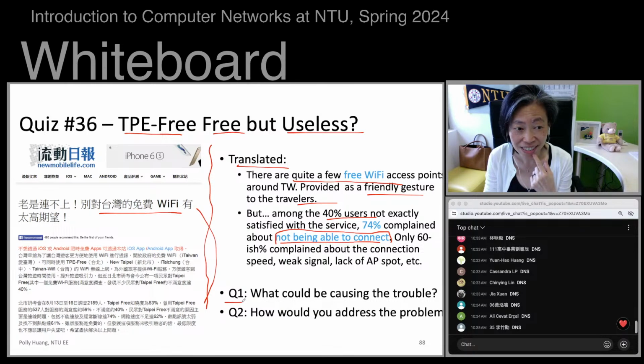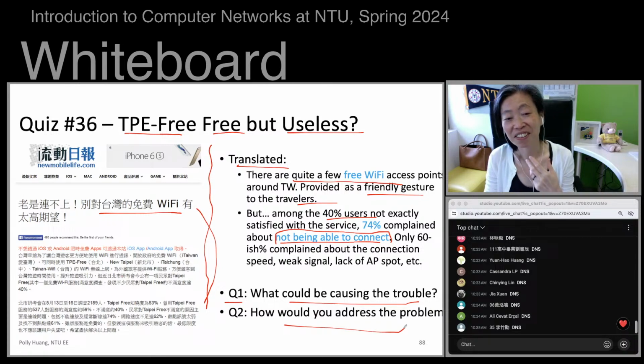Q1, okay, what do you think is the problem? You tried to connect to a free Wi-Fi service, but you couldn't. Second, if you come up with the reason why, how do you address that problem?